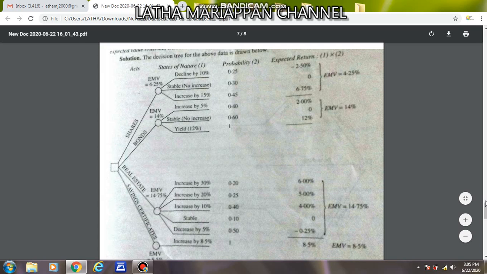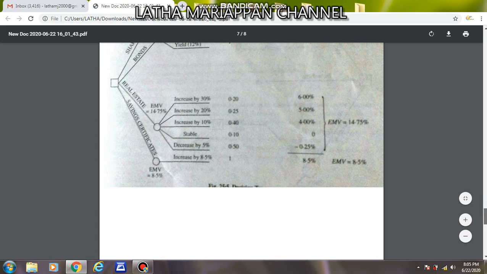Similarly, find out for real estate. For real estate they gave increase, and this is also increase, this is also increase, with the respective percentage. Multiply these two and you will get this value. Stable they gave, so stable means you multiply with 0, you will get 0. And decrease by 5 percentage they said, so you have to put a negative sign. Is it clear? This is very important: decrease or decline, you have to put a negative sign.